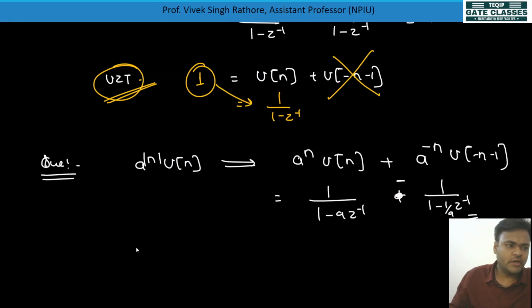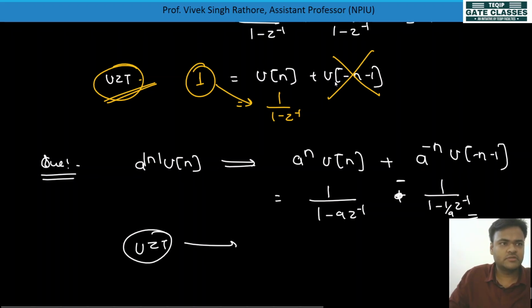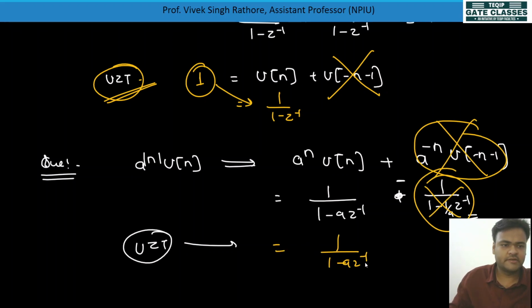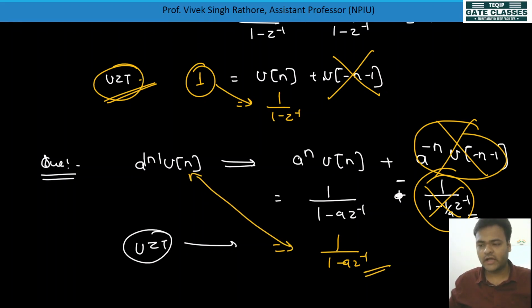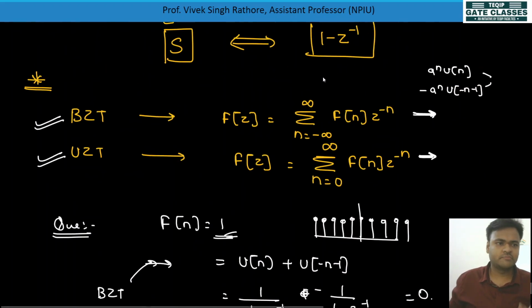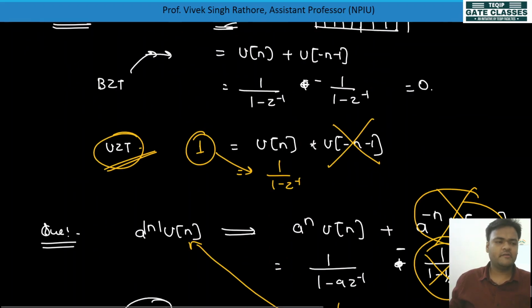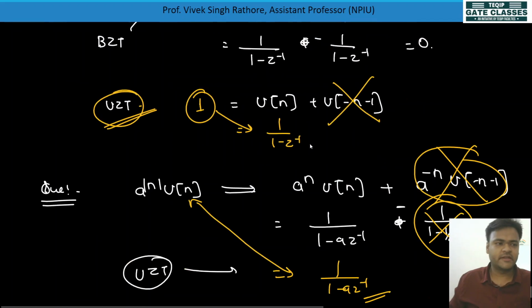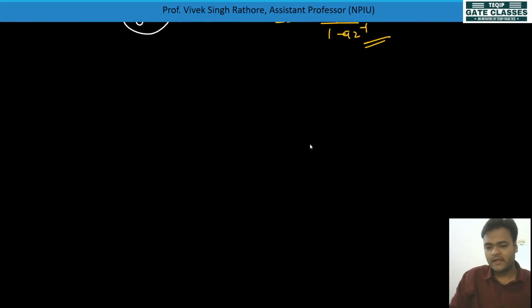But for the unilateral Z transform, obviously the negative sign term will cancel out, so the final answer will be 1 by 1 minus a Z inverse. So this will be the Z transform of this expression for the unilateral Z transform. So I think you can understand what the bilateral Z transform is, which we calculate from minus infinity to infinity. And whenever it is said to be the unilateral Z transform, or in the question the ROC is not mentioned, then you can understand that it has been taken as the unilateral Z transform.